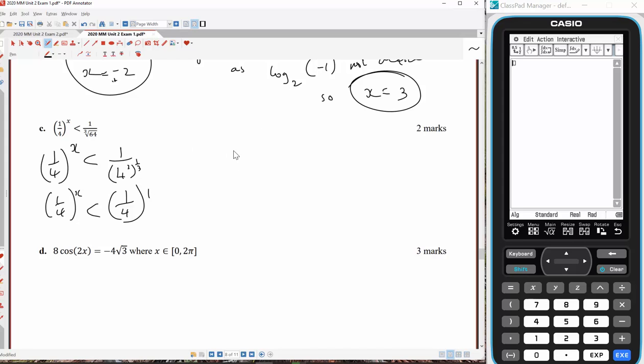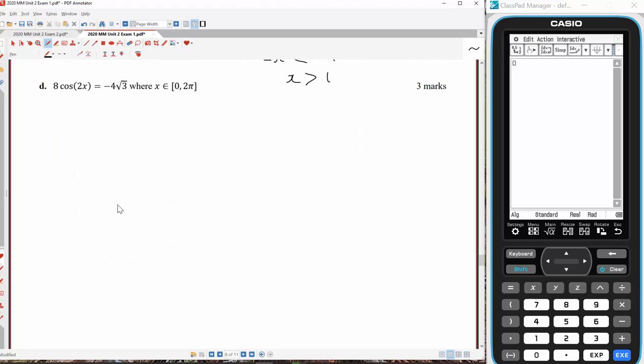Now just to make sure that we can treat this inequality sign correctly, we'll write this as 4 to the negative 1 to the x less than 4 to the negative 1 to the 1. Power to power rule, 4 to the negative x less than 4 to the negative 1, negative x less than negative 1, x greater than 1.